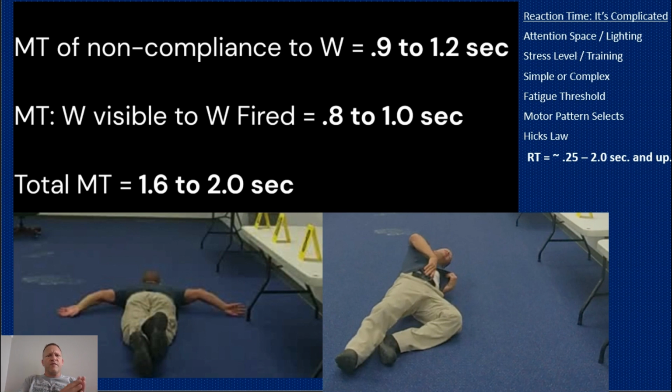Well, then you have movement time from where the weapon is visible to when the weapon is fired. And it ranged, of course, multiple different times and so forth. But we can just say basically, I think here was 0.8 to 1 second. And then you have total movement time, of course, and it kind of ranged between the two. So now what we really are looking at, though, is movement time that gives an officer an opportunity to react. In other words, reaction time, or the ability or an opportunity to react.